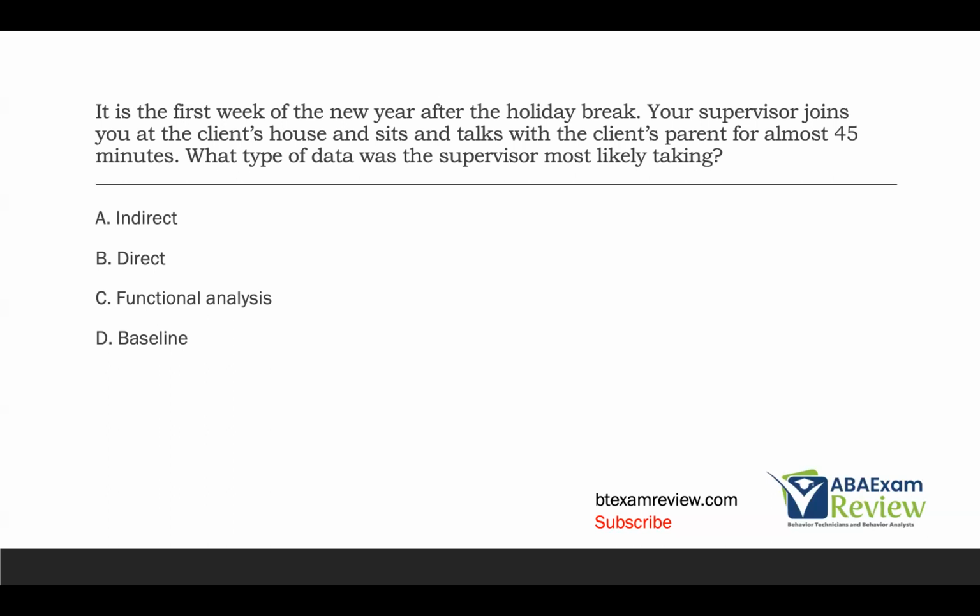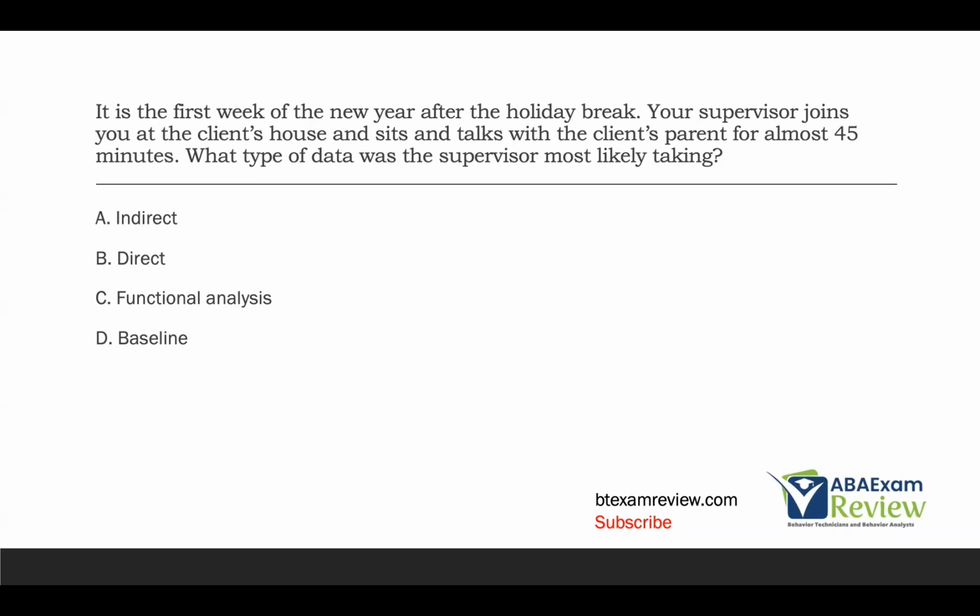We're talking about the supervisor here, and the supervisor is at the client's house, but they're talking with the parent. They're not necessarily observing the client. So when you're taking data, but you're not observing the client, instead you're talking with the parent, you're conducting an interview, or you're conducting a survey or whatever it might be, that's not direct data. Direct data is directly observing the client. If you aren't directly observing the client, you're taking indirect data. So in this case, the supervisor is most likely taking A, indirect data. Do we pick A and move on?